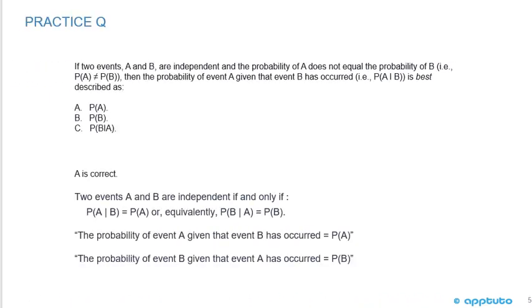Okay, this was a pretty easy question if you remember the formatting and the nomenclature. So A is correct. Two events A and B are independent if and only if the probability of event A given that event B has occurred equals the probability of A. So that's what the question was asking.